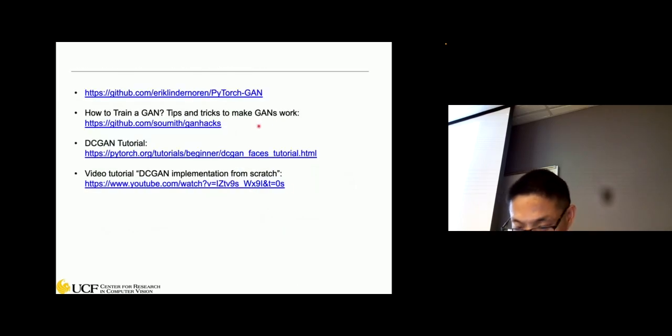Okay, so here I list a couple of tutorials and maybe some useful tricks, like how you can train a GAN. For example, how you specify the learning rate, how many steps or iterations, and alternating those two training objectives. So if you are training a GAN, it's a good idea to look into these training recipes, so you can follow that and have a very stable training.